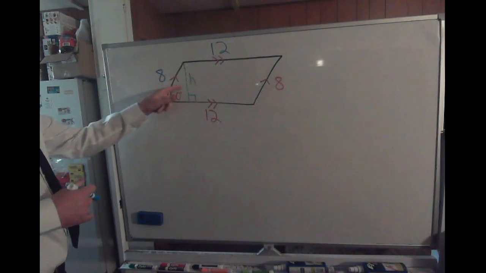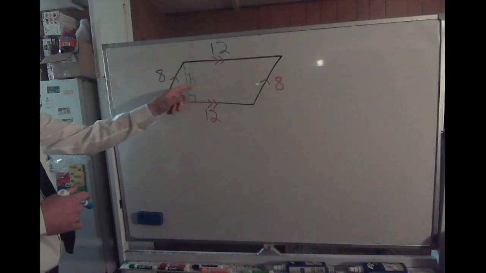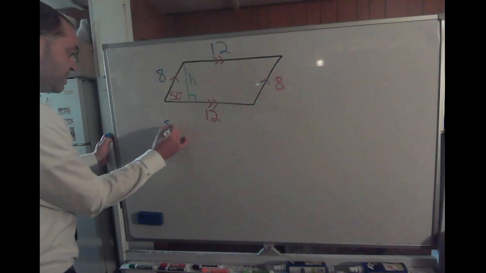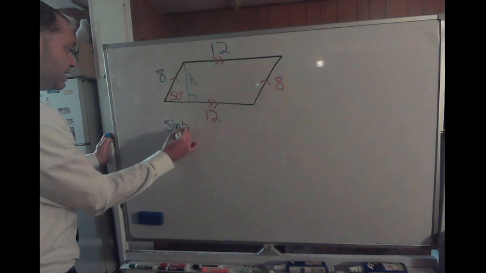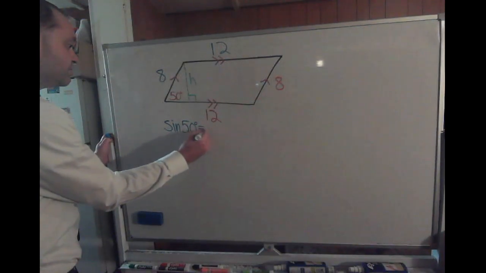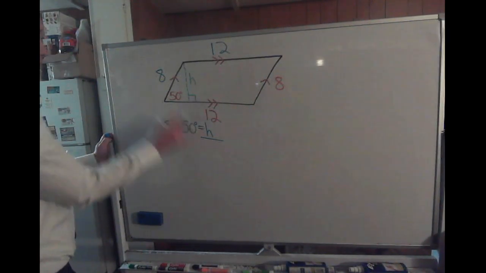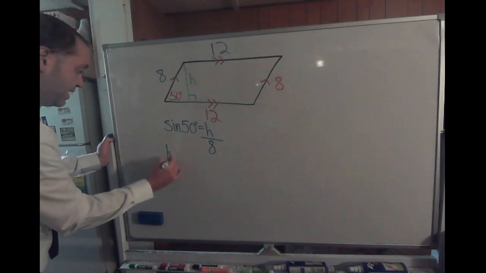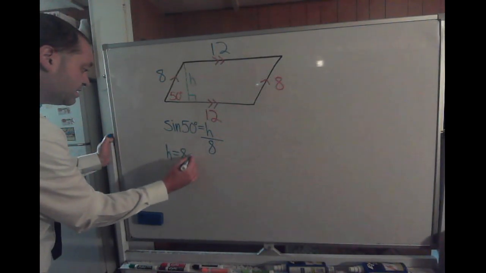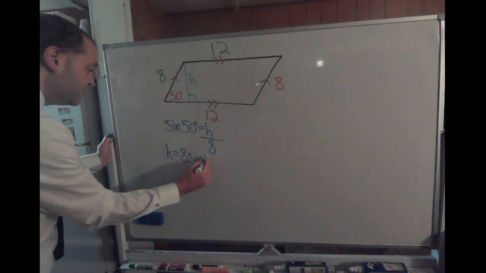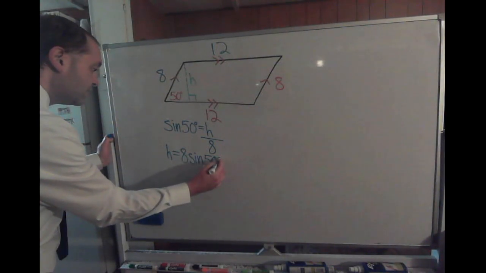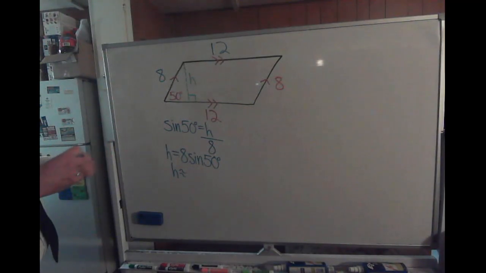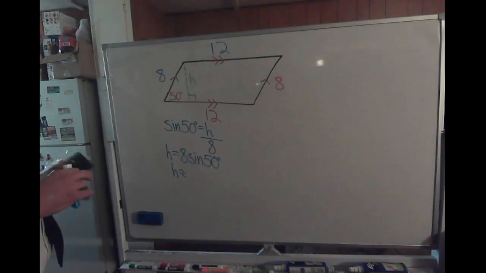If we have the opposite leg and the hypotenuse, what ratio is that? That's going to be the sine ratio. So you would set up the sine of 50 degrees equal to the height, which is h, over the hypotenuse, 8. That means the height is equal to 8 times the sine of 50 degrees, which would mean the height is approximately equal to, we're going to take this to the nearest tenth.